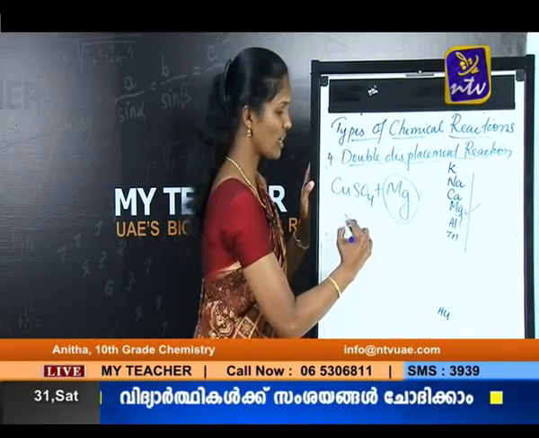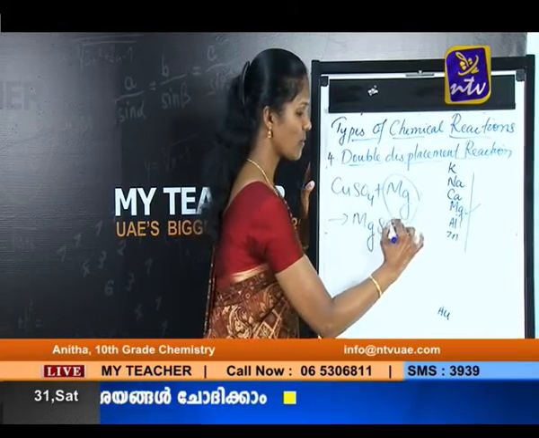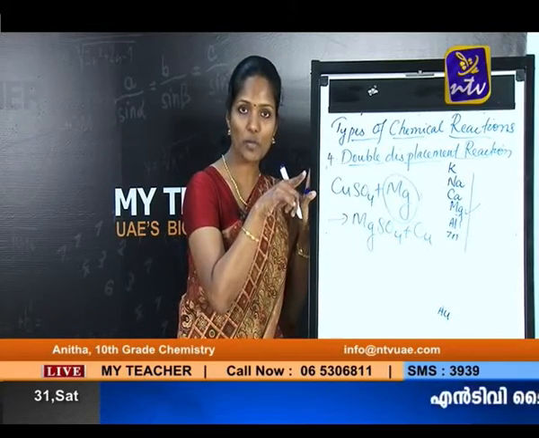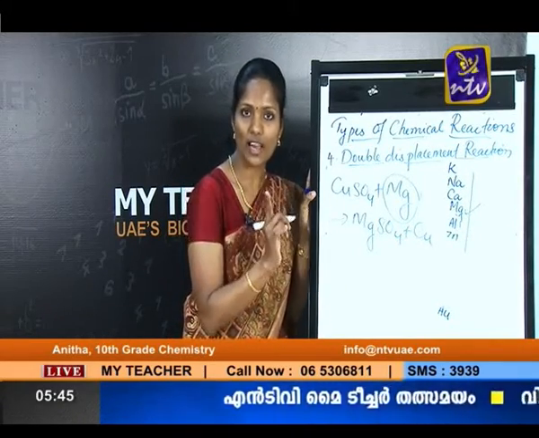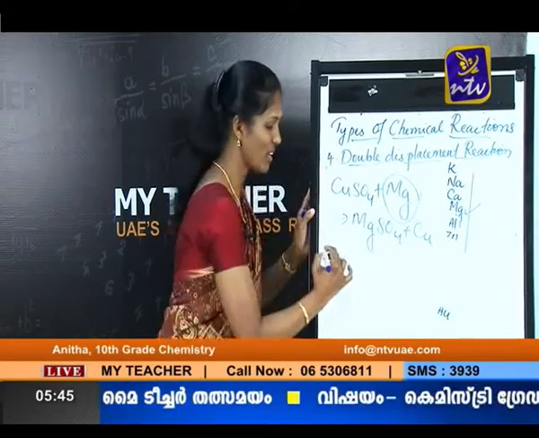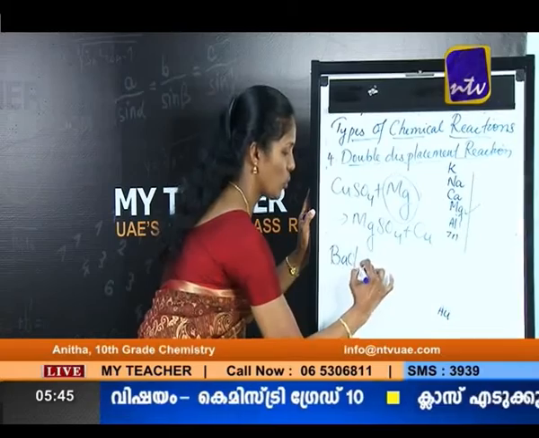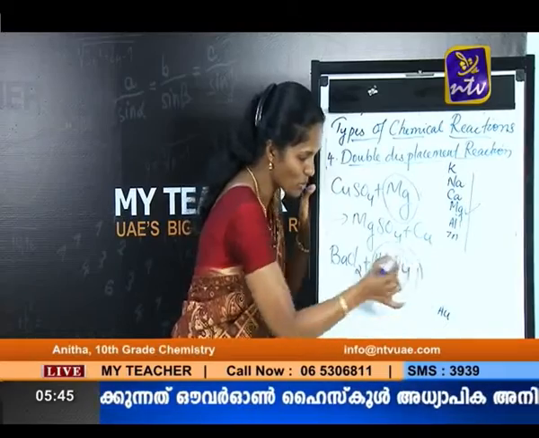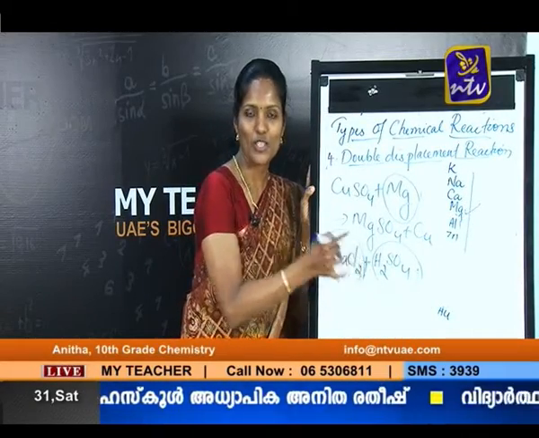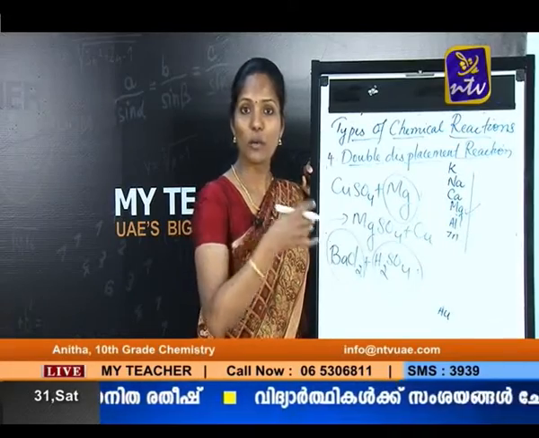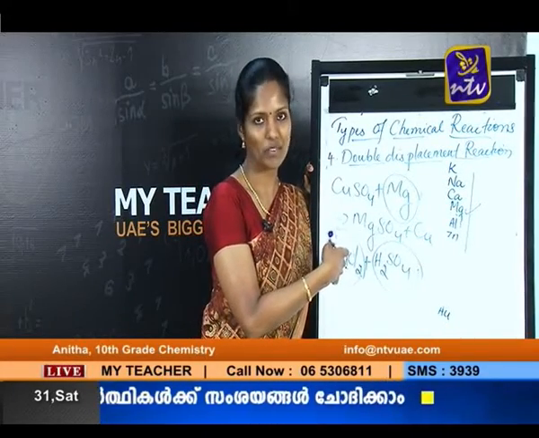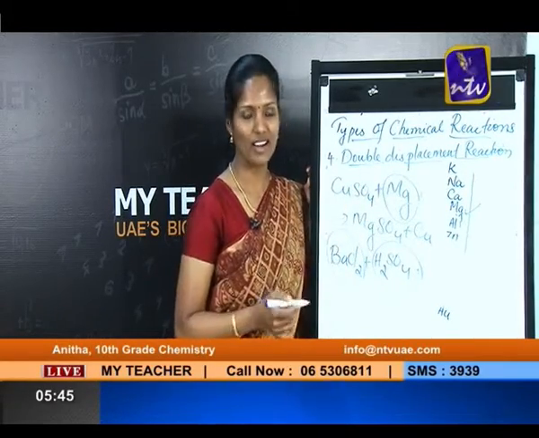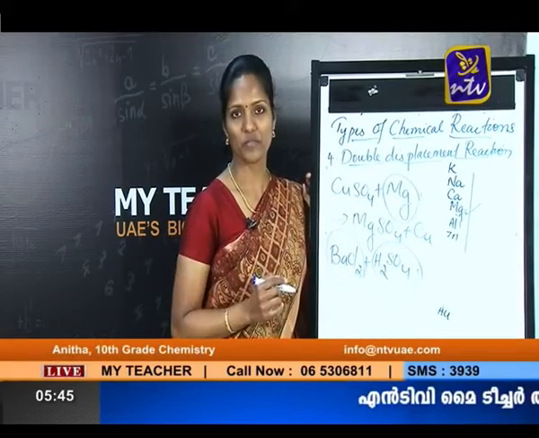Here we are getting MgSO4 plus Cu, but in a double displacement reaction both the reactants will be compounds. Look, BaCl2 plus H2SO4: this is a compound and this is also a compound. So, double displacement reactions are carried out between two compounds only. In a displacement reaction, one will be the free metal and the other one will be the compound.